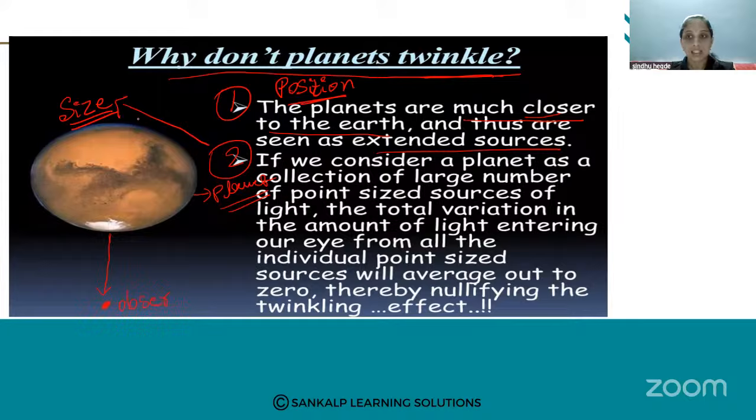We know that as compared in size between the planets and the star, which one has the greater size? The planet has large size as compared to stars, right? Compared to a star, the planet size is large, right? A star is only a single small point, but here this planet is considered as a collection of a large number of point-sized sources of light. These are the large number of small point-sized sources.